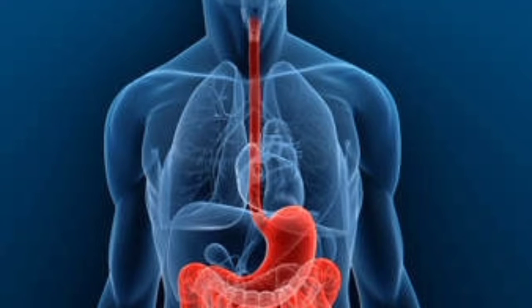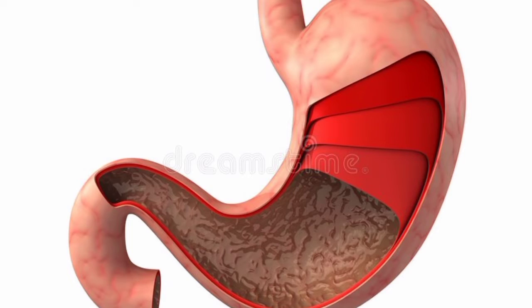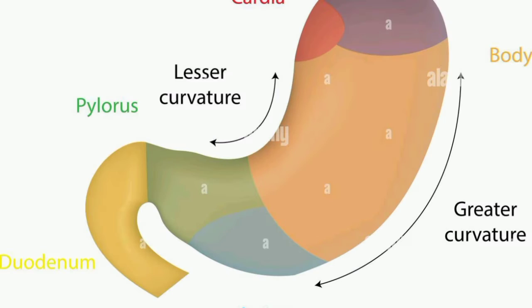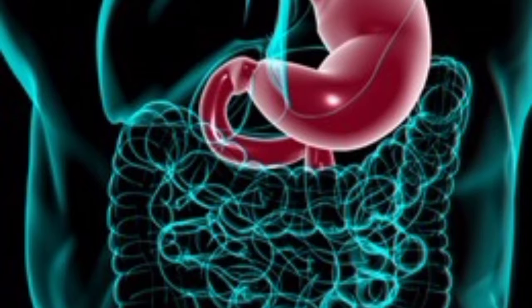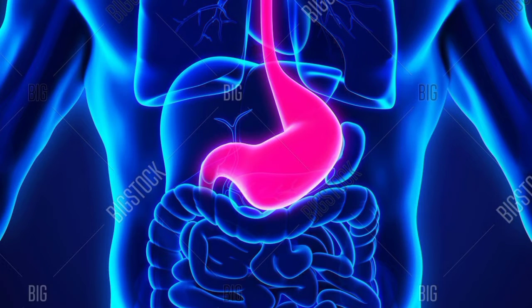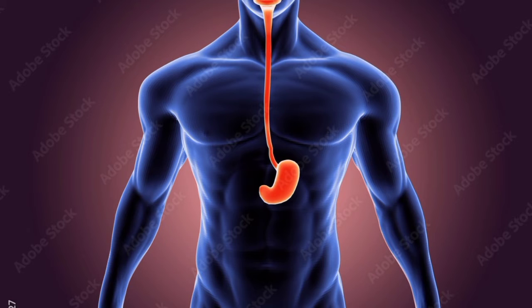Now I will talk about the body. The second part of the stomach is the body. What is the body? The body is the part of the stomach starting from the fundus up to the level drawn by the incisura angularis, up to a bulging of the opposite side on the greater curvature.